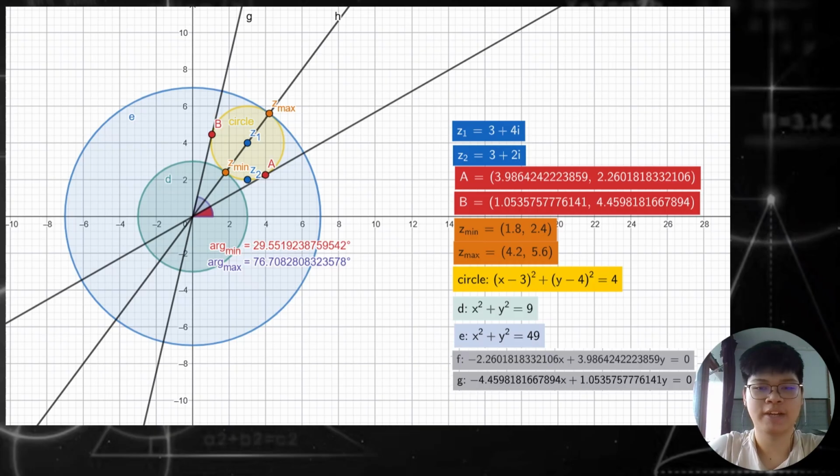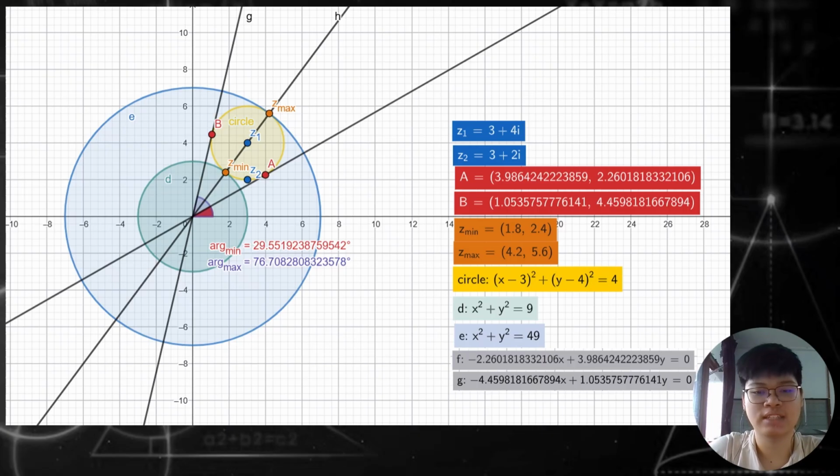In GeoGebra, we plug in the values from the calculations. Z1 is the center point of the main circle. Z2 is for determining the radius of the circle. Point A and point B are the points of intersection for the tangent line and the circle. Our Z-min is 1.8 plus 2.4i, and Z-max is 4.2 plus 5.6i.